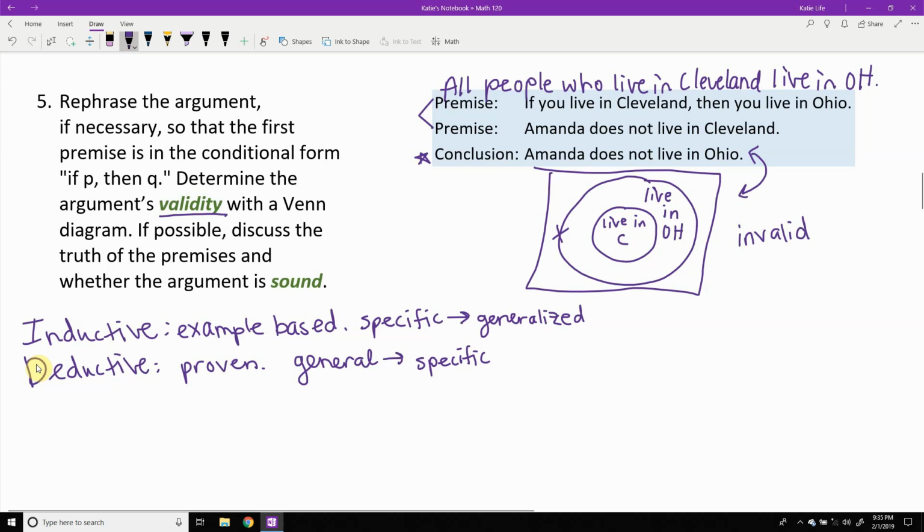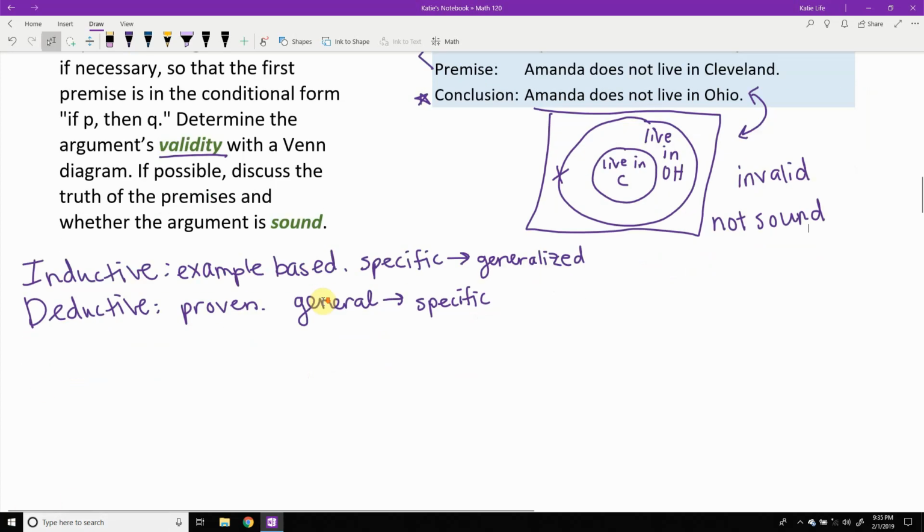Even though the premises are true, right? If you live in Cleveland, then obviously you live in Ohio. Cleveland is a city in Ohio. Amanda does not live in Cleveland. That's just a statement of fact. So even though the premises are true, we can still have an invalid argument. And because it's invalid, we can also say that this argument is not sound, right? Because we need both validity and true premises to make a sound argument, and we're missing the structure here.